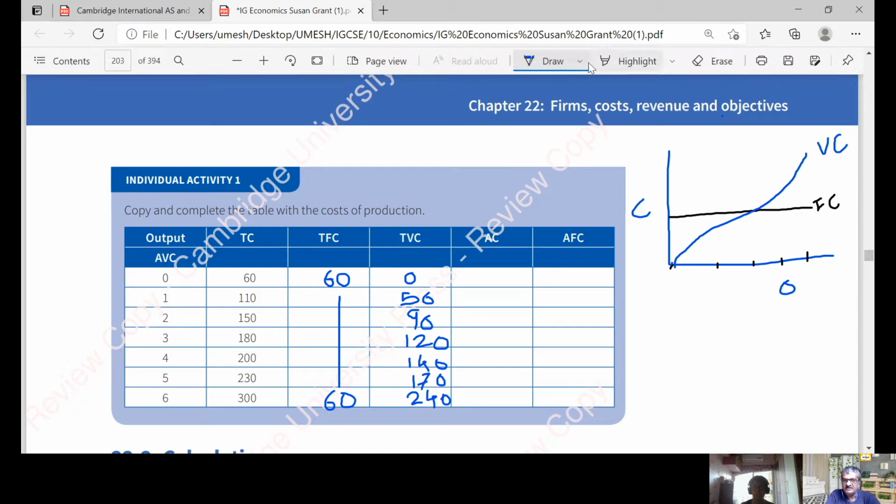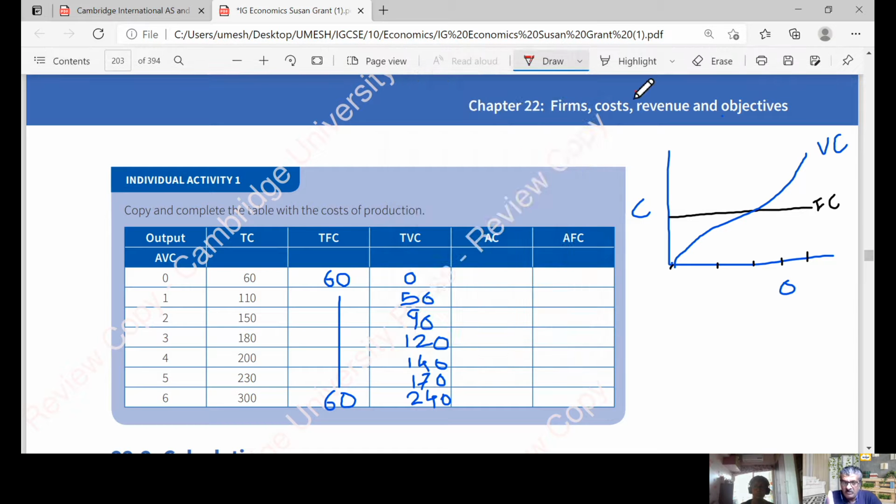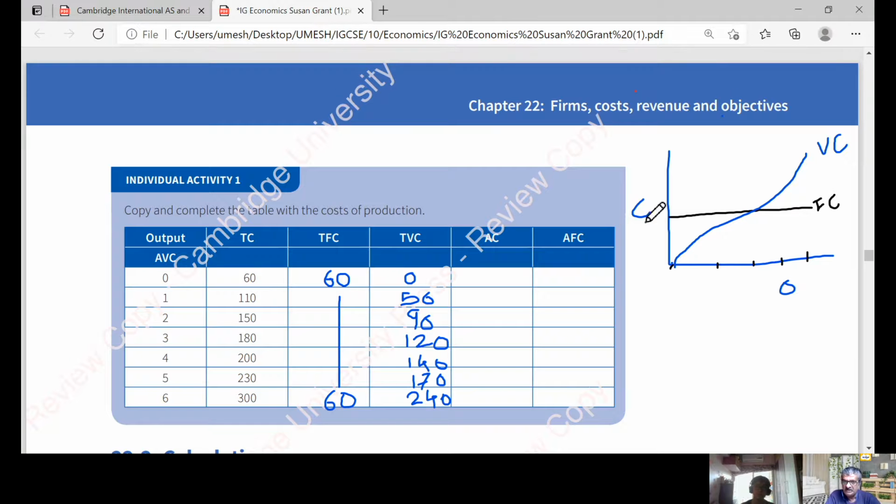And if you must have seen, bacha, when the total fixed cost was 60, your total cost was also 60 because of that 60. So when the output was zero, total cost was here 60, and it goes on increasing.